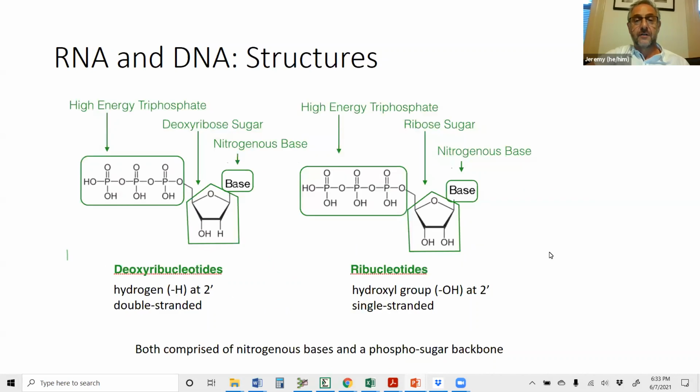Shirley, I have a question. I'm familiar with the 2', 3', 5', but I don't know what the system is for numbering. How do they decide to go one way versus the other way in terms of numbering the carbon atoms? Yeah, I'm not really sure. Beth, do you know by any chance?